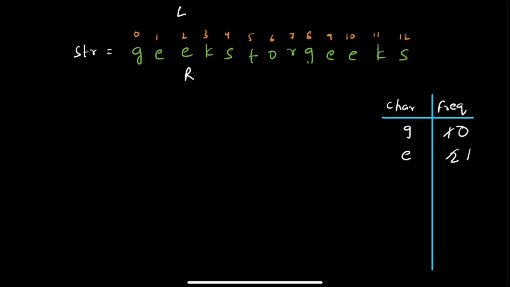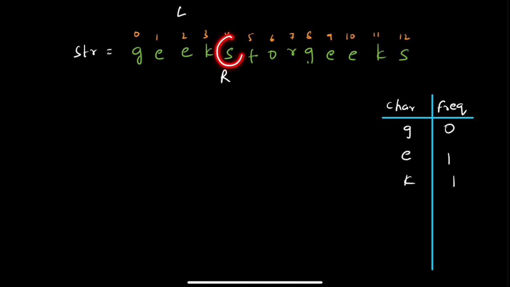So it's time to expand the window. But before that, let me clean this down and write it. So as the character E has a frequency of 1, it's time to expand the window. We'll take R one step ahead. And now the character is K and it is not present in the map, right? So we'll create an entry with frequency 1. Now again, we'll move this R pointer one step ahead, right?